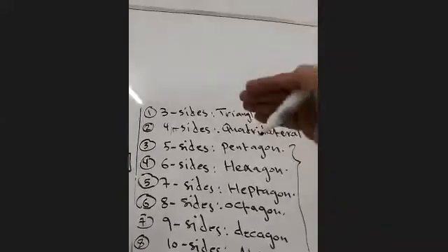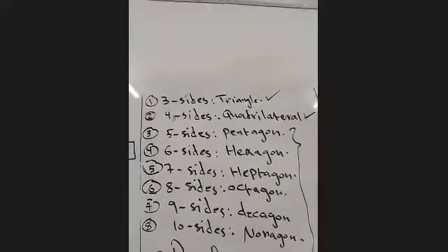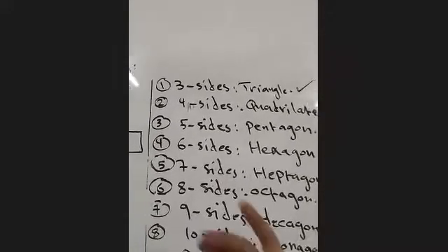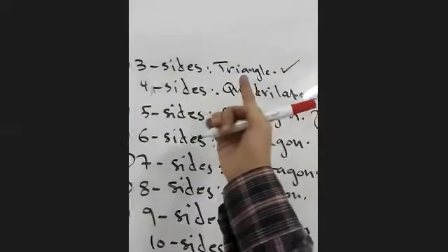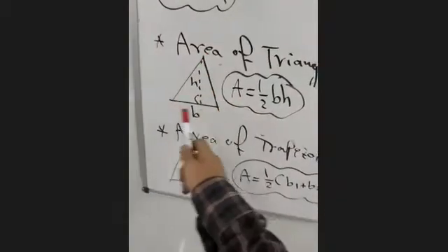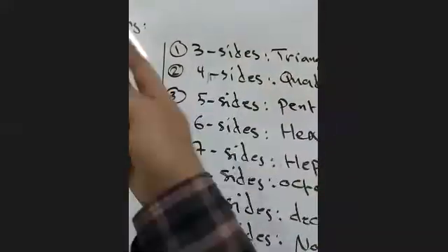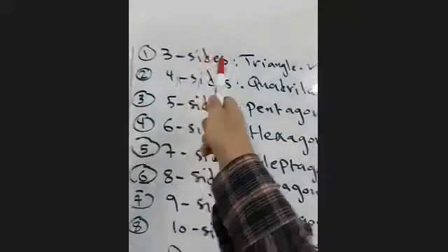Let's revise them one by one. Focus on the board, please. Now, if the polygon has 3 sides, we call it a triangle. Here we have 3 sides. So what do we call it? Triangle. So if the polygon has 3 sides, we call it a triangle.